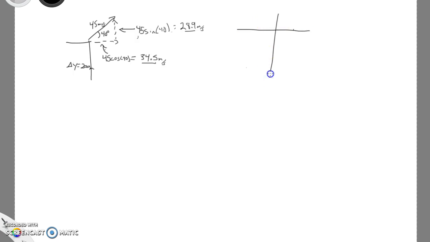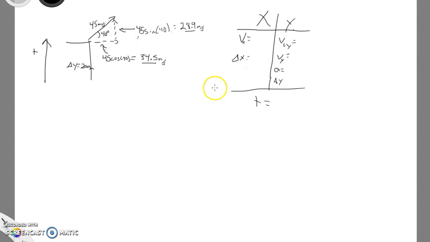Okay, now I want you to set up your table, x and y. We fill in the variables: velocity for x, displacement for x, initial velocity for y, final velocity for y, acceleration for y, and displacement for y, and then time down here. Now we're going to say that up is positive. Okay, so you know in this table you have 1, 2, 3, 4 pieces of information, and so I want you to correctly fill in those 4 pieces of information. Go ahead and do that now.